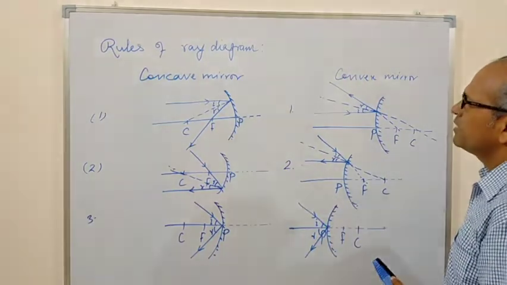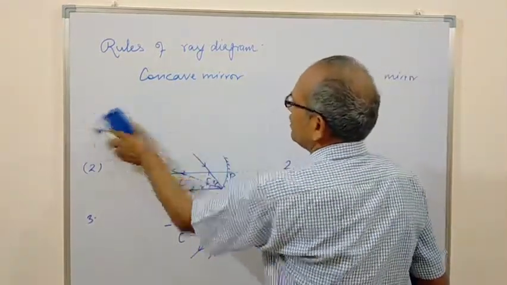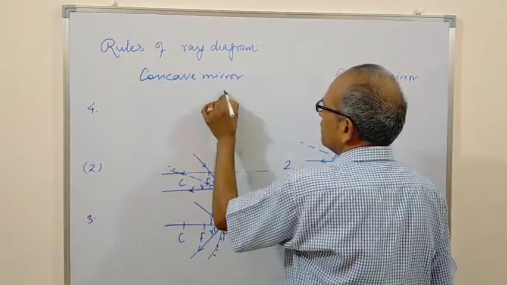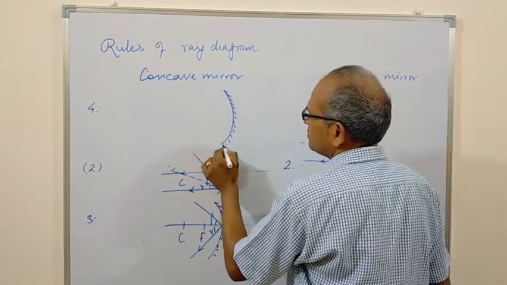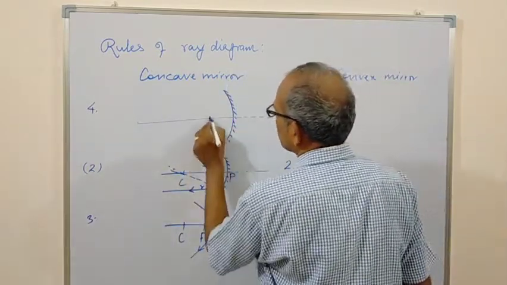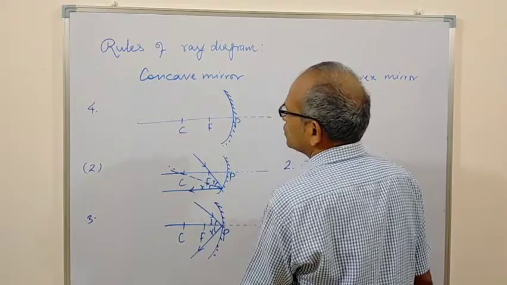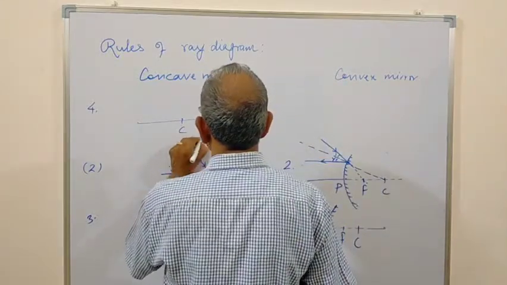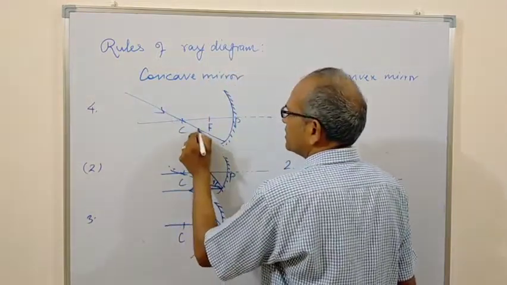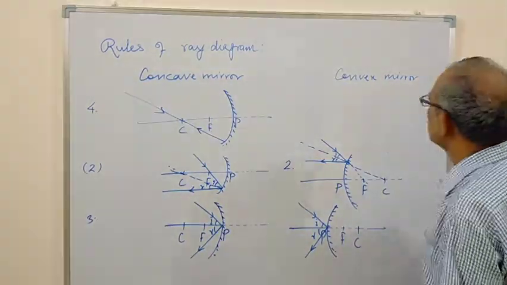What is the fourth rule then? Now here we have four rules of ray diagram. So again I take one concave mirror, with P, F and C. Here, if a ray of light is incident such that it passes through the center of curvature, then it traces its own path. So here angle I is equal to angle R and that is equal to 0.